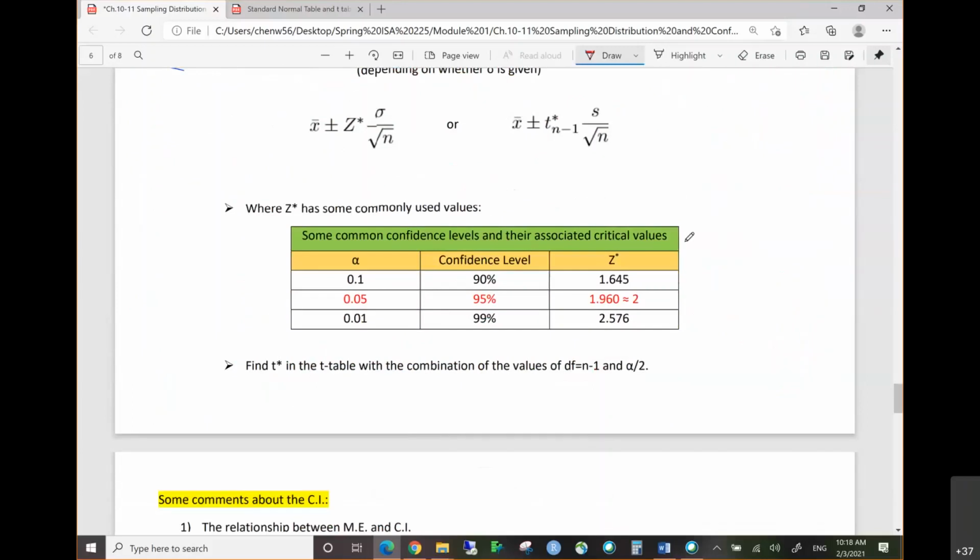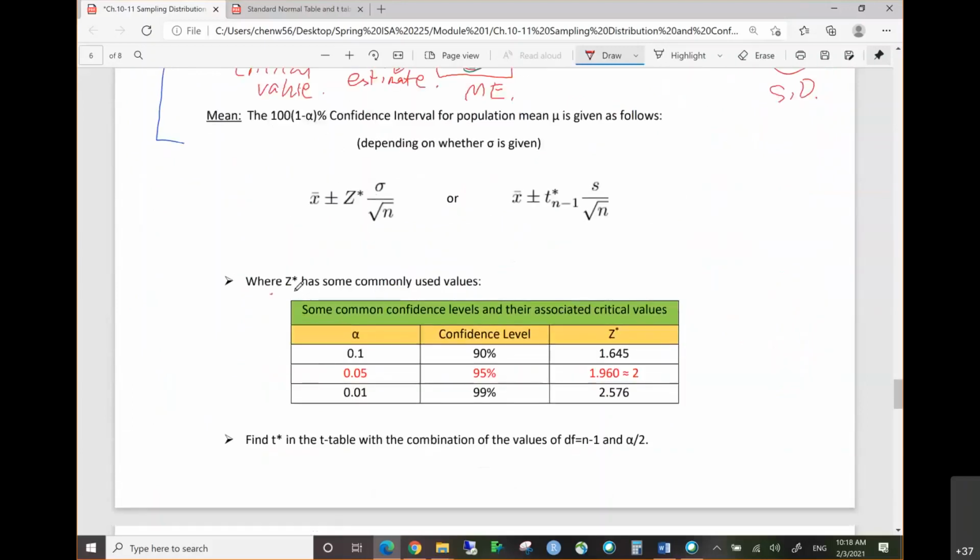Right, so here, this is how you find the z star. Use the confidence level, right? So if you want a 90% confidence interval, then your z star will be 1.645. If your confidence level is 95%, your z star will be 1.96. If your confidence level is 99%, that means your z star is 2.576. You need to remember these values.